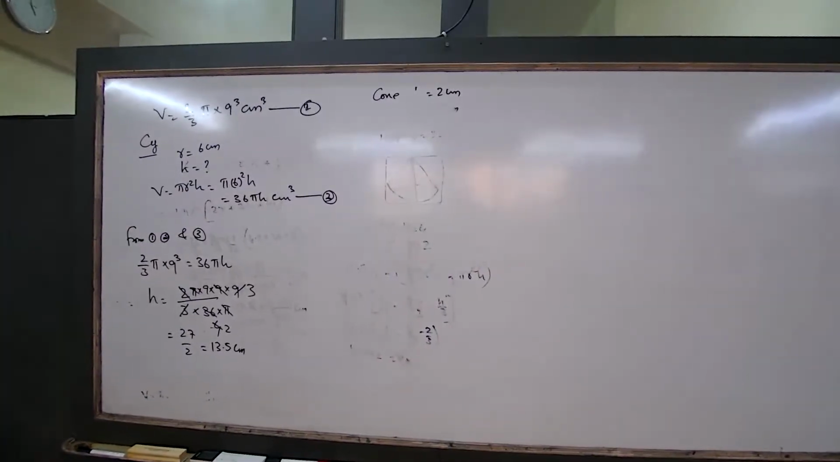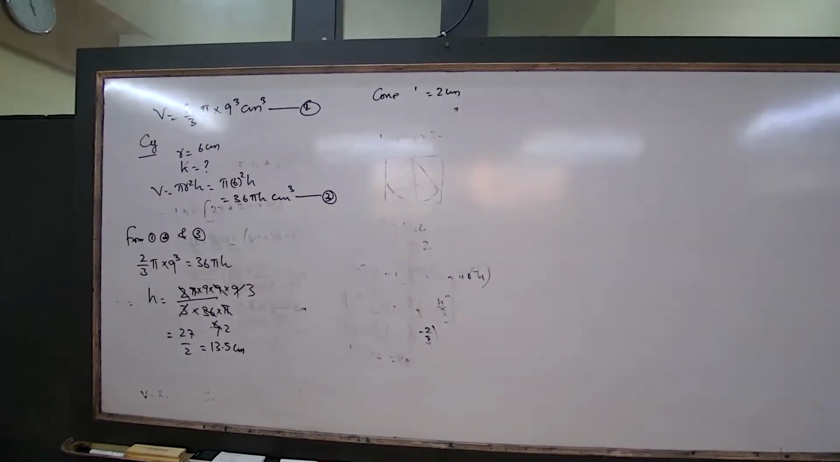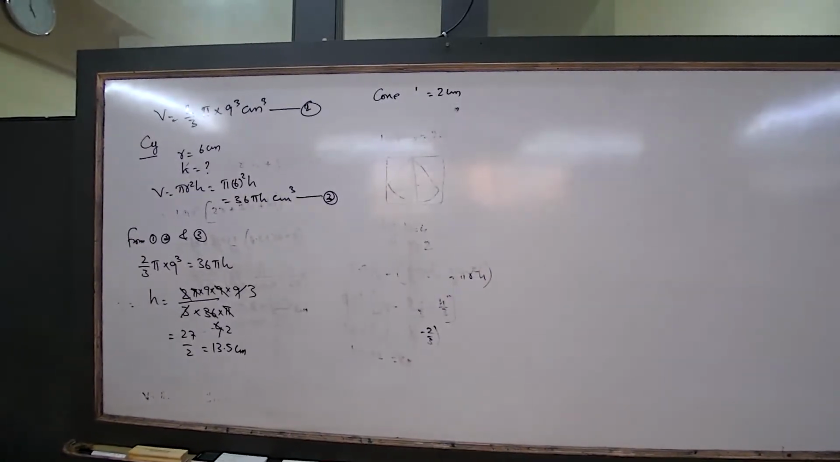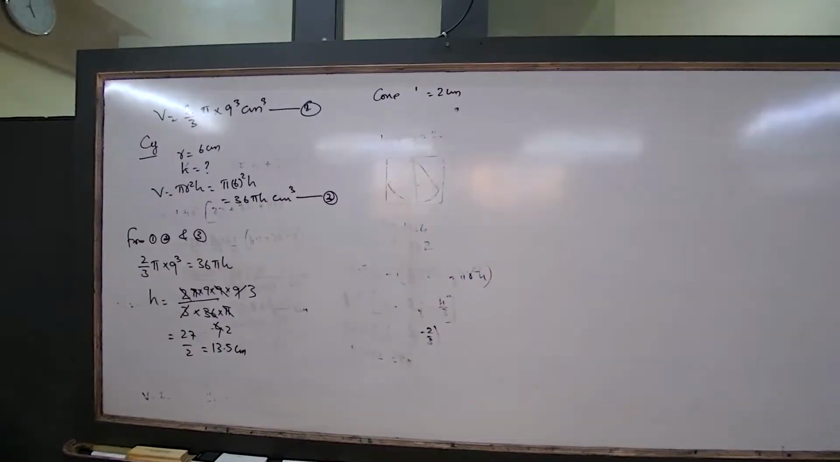Understood or not? Now, to do the question, we have to convert liters into centimeter cube. Then how will you find the time taken? Time taken is equal to total volume divided by volume emptied in 1 second. Are you following? That will be the time.